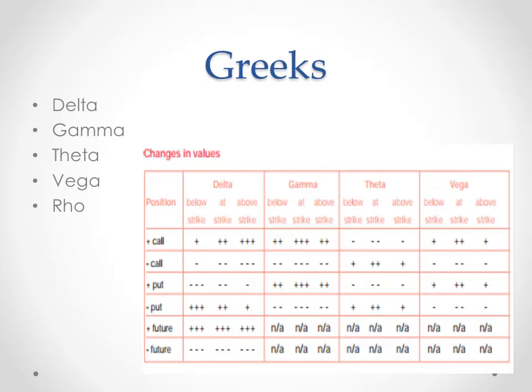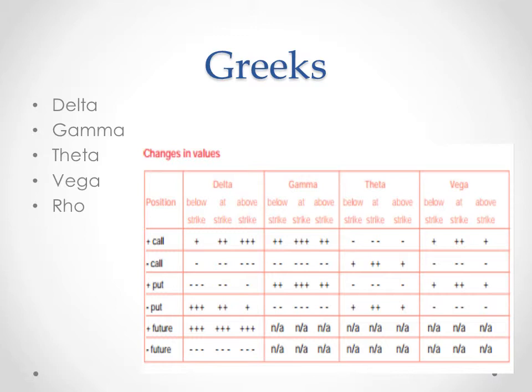Gamma is the amount that the delta changes as compared to a $1 increase in the price of the stock. Gamma is very important in situations where the delta of the option becomes especially sensitive to changes in the price of the stock. Such situations we also call gamma risk.